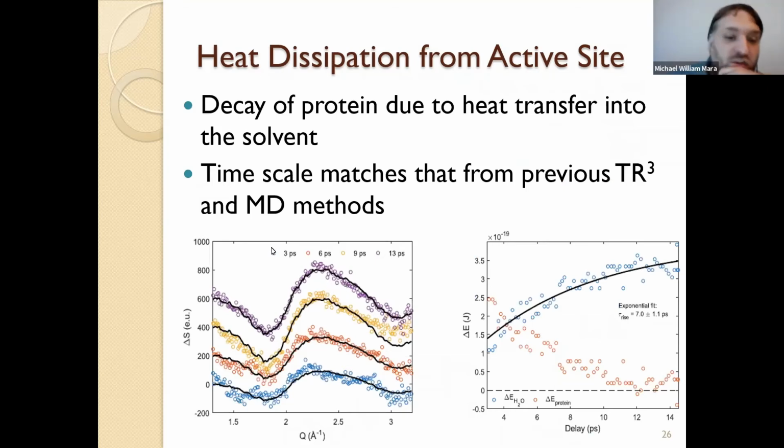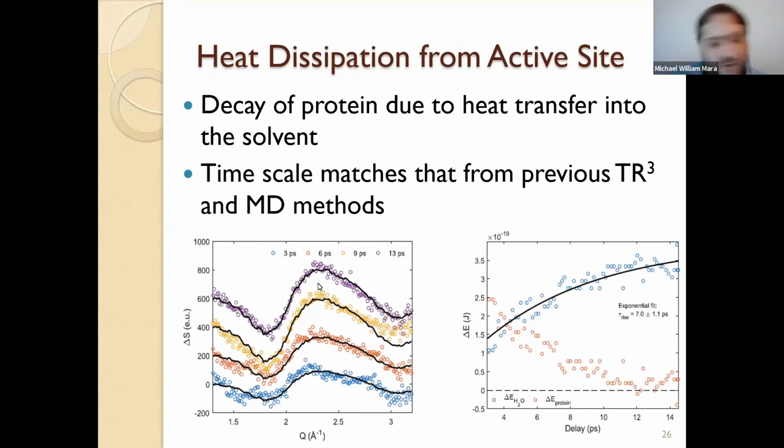Now, we can do the same sort of thing with the high Q signal, which again measures the solvent. On the right here, we see that the solvent decay rises in with around a 7 picosecond time constant. This is pretty consistent with the scattering of the active site, as well as what we've picked up spectroscopically.